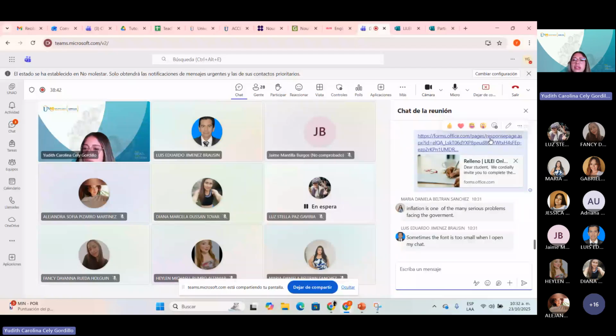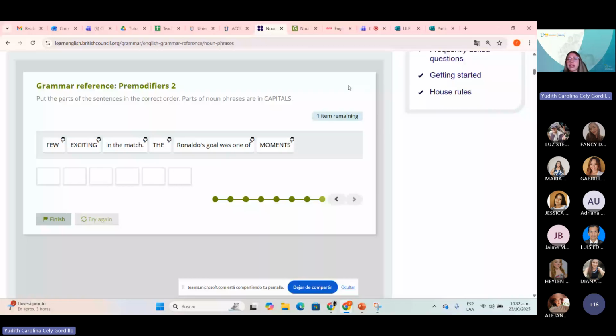Okay, I'm so sorry. I can't see this one because I can connect it with a chat that you can review, but that is no problem. Okay, we are going to identify what about this statement. Feel excited in the match, the Ronald's goal, one of the moments. What do you think is the order? And about those words. Okay, I give some minutes so that you can analyze what is the correct organization according to the words, so that you can create the sentence using the noun phrases.